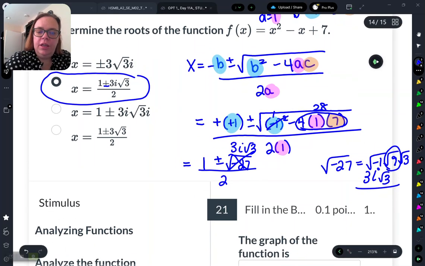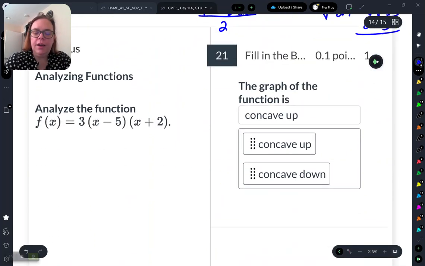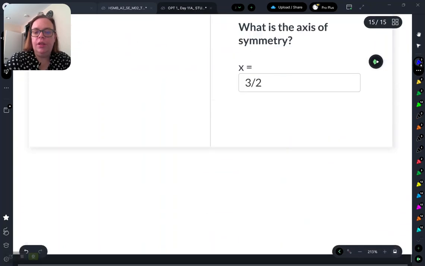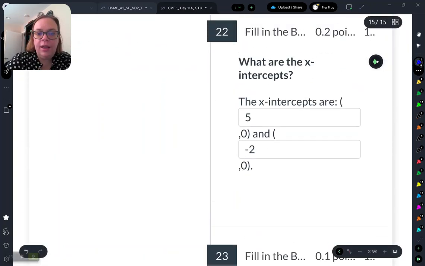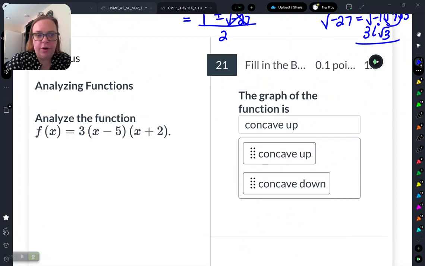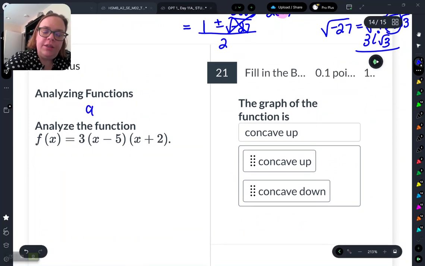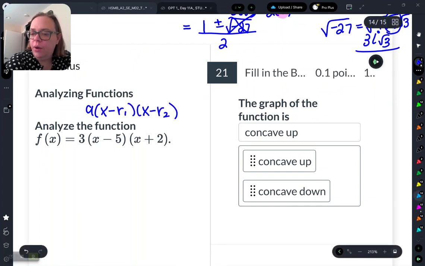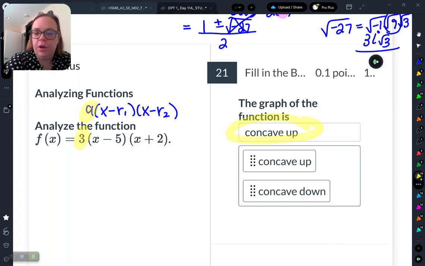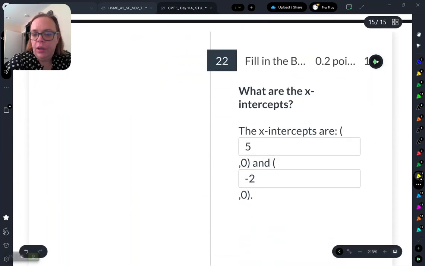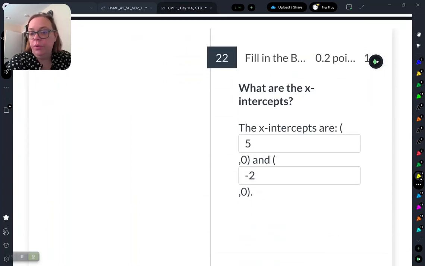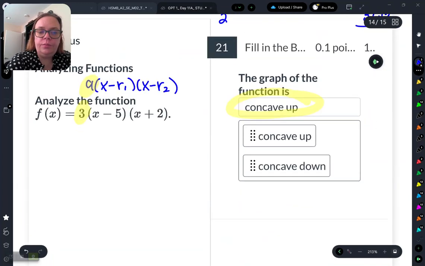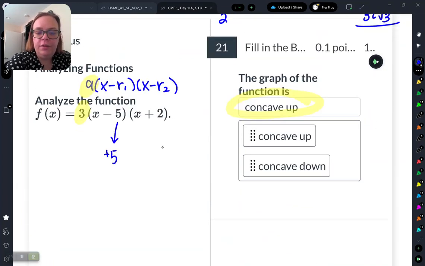All right, number 21 and 22 and 23 are our last questions, and they're looking at a quadratic in factored form. So factored form is a times x minus r1 times x minus r2. So again, we look at a to determine if it's going to open up or down. It is positive, so it's open up. What are the x-intercepts? Those are your r1 and your r2, which are positive 5 and negative 2. That's what those numbers come from.